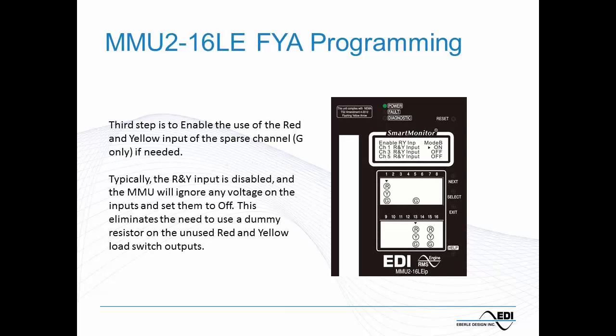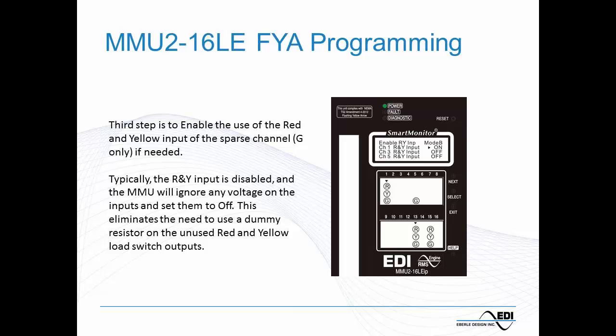The third step is to select whether we are using the red and yellow outputs of the protected green load switch. Again, normally we would not. The default is those inputs will be disabled, or as the MMU describes here, in the off state. When it's in the off state, any voltage seen on the red and yellow input to the MMU will be ignored. This eliminates the need to have to hang dummy load resistors on those field outputs in the cabinet.